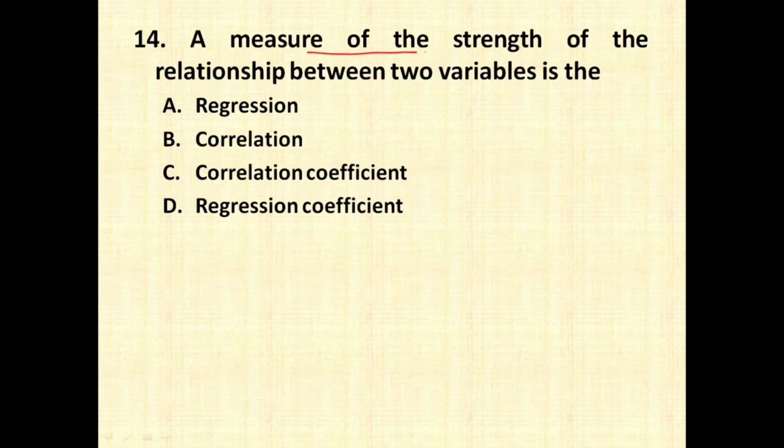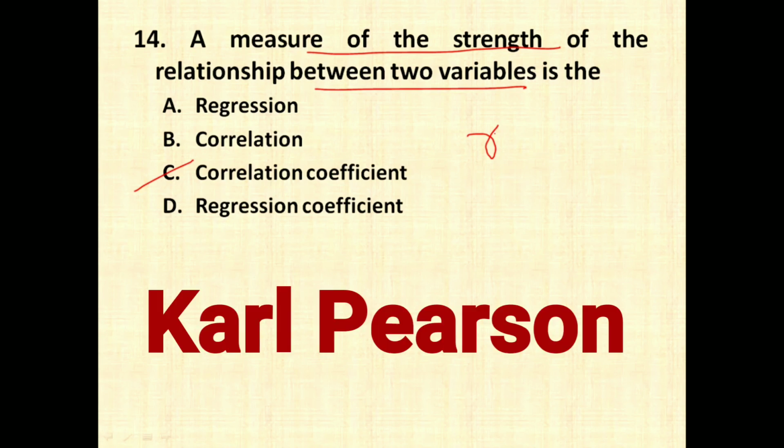A measure of the strength of the relationship between two variables is the regression, correlation, correlation coefficient, regression coefficient. So answer is going to be option number C, that is correlation coefficient, which is denoted by R, and it was first given by Karl Pearson.